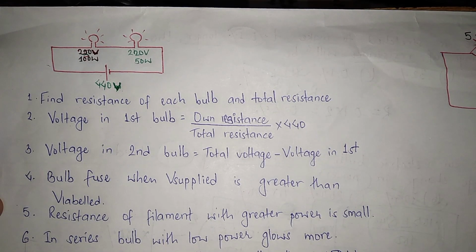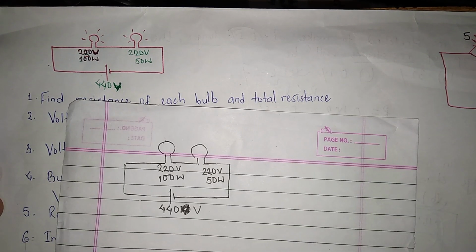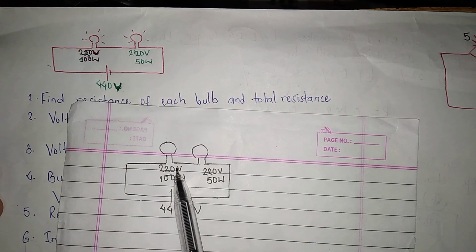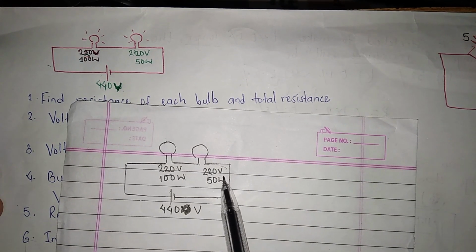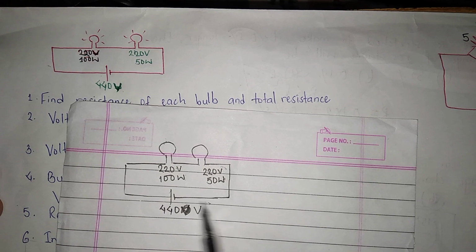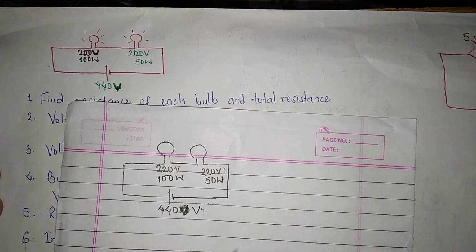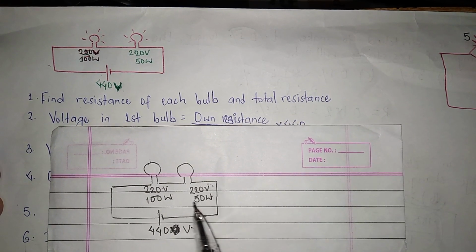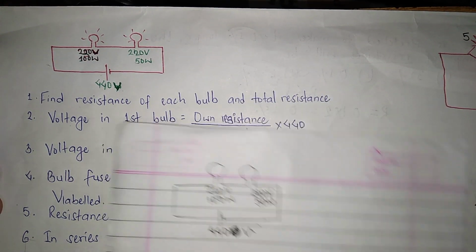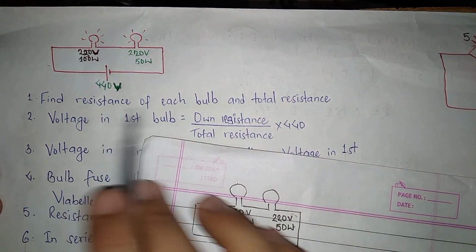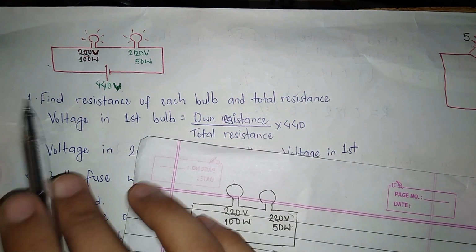So now let's discuss two-bulb problems. You can look clearly here. The first bulb is labeled 220 volt 100 watt, then the second one is 220 volt 50 watt, and the supplied voltage is 440 volt. In order to find which bulb will glow and which bulb will fuse, we have to find the resistance of each bulb and then the total resistance in the first step.